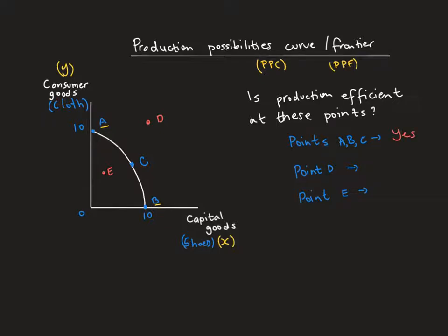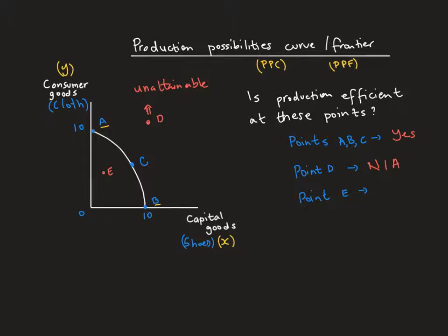What about point D? Point D represents a situation whereby it's unattainable, meaning that production at this point is totally unattainable in the sense that we do not have enough resources to produce this type of product or these types of products. So is it efficient? It could be efficient, but we cannot achieve that. So we can say not applicable in this situation.